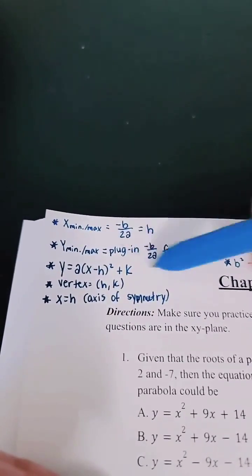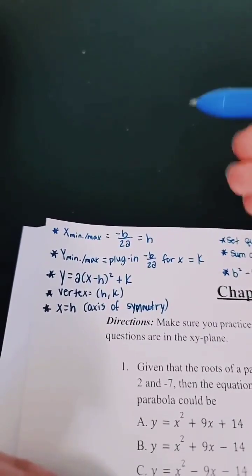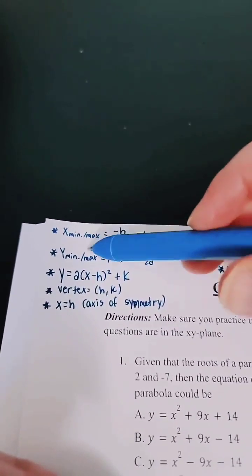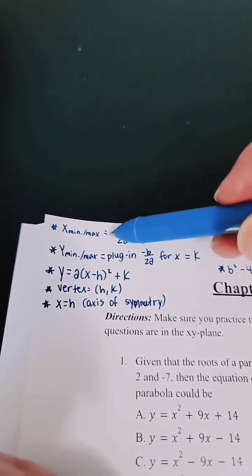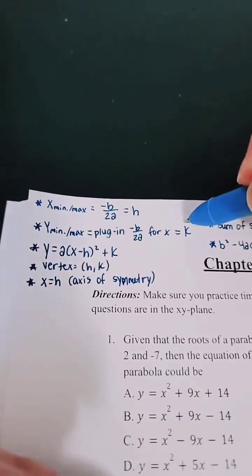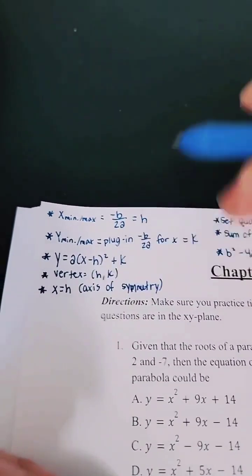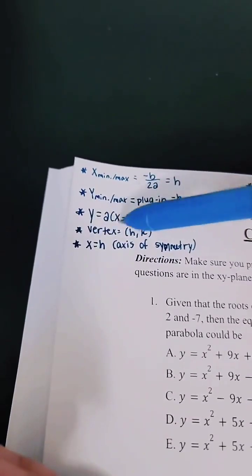You can think of it as two things if you want, but they're essentially synonymous with each other. Then we have the minimum or maximum value, and all you have to do is plug in what you get for the x min or max and find the y. This is also equivalent to k in the vertex form. And this is the vertex form equation right over here. And then we have the axis of symmetry formula as well.